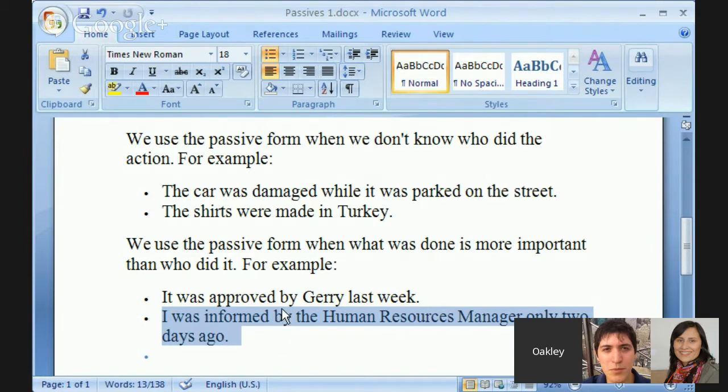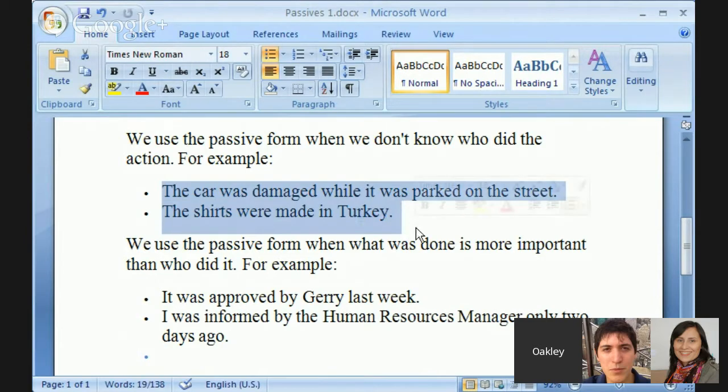Okay, notice uses of the phrases with by, the prepositional phrases. This is very common when we use passives to demonstrate who did the action, if we want to add it. Obviously, in our first couple examples here, that's impossible. We didn't know who did the action.